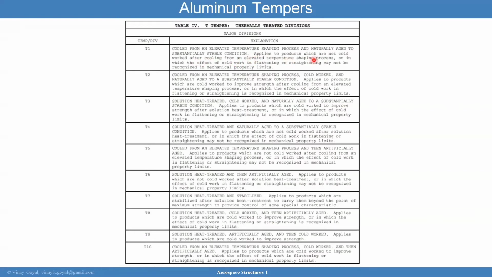It applies to products which are not cold worked after cooling from an elevated temperature shaping process, or in which the effect of cold work in flattening or straightening may not be recognized in mechanical property limits. So as a designer, what I think you should do is look at the different tempers when you're selecting the materials, making sure you have high confidence in the materials you're selecting for the right application. And in here, you're going to see the heat treatments they're talking about, and what makes that heat treatment that particular T number.